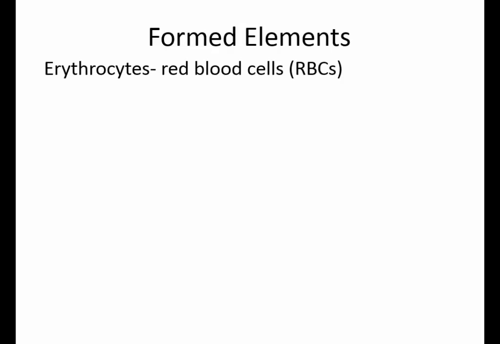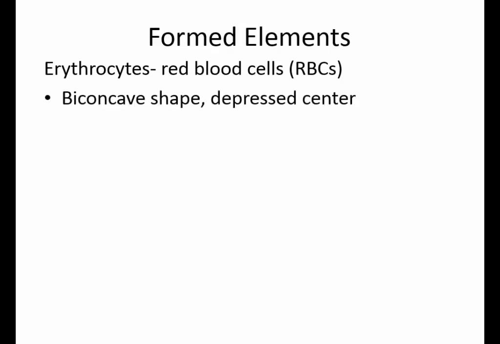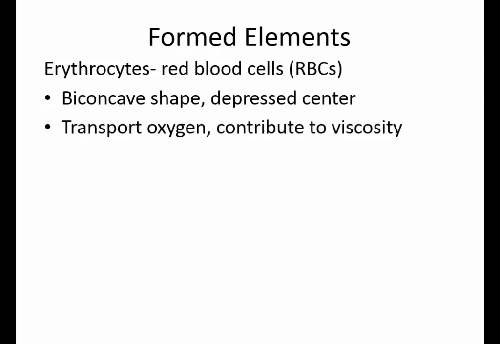There are three formed elements: the erythrocytes or red blood cells, the leukocytes or white blood cells, and the platelets. The erythrocytes or the red blood cells have a biconcave shape to them. They're depressed in the center. It is their function to transport oxygen. Also, they make the blood thick and sticky.